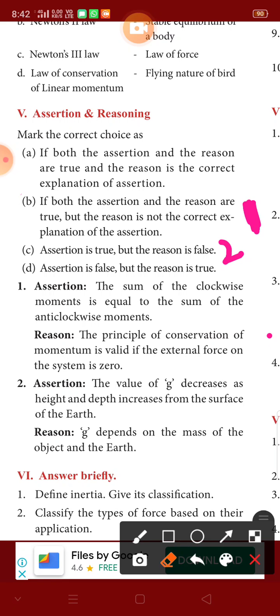Second one, assertion: the value of g decreases as height and depth increase from the surface of the earth. Reason: g depends on the mass of the object and the earth. For this, the answer is assertion is true, but the reason is false.